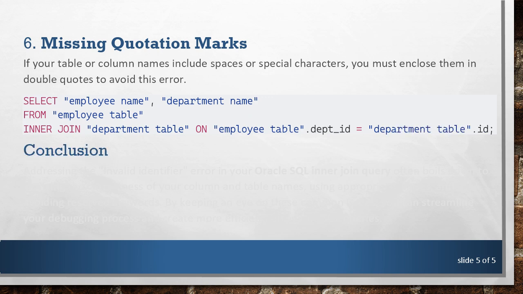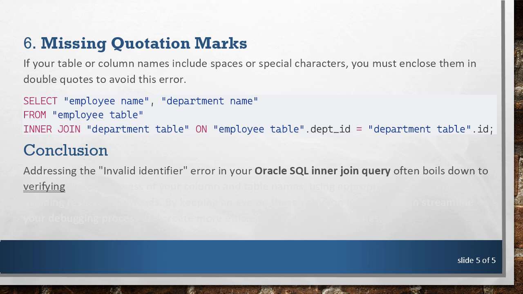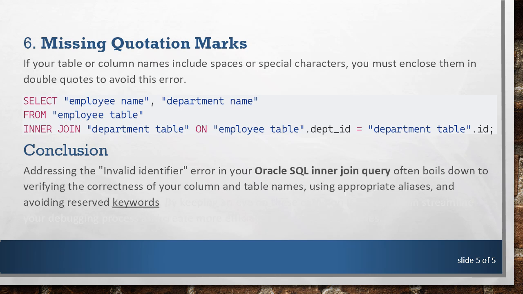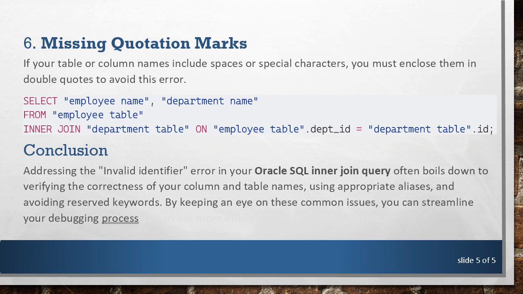Conclusion. Addressing the invalid identifier error in your Oracle SQL inner join query often boils down to verifying the correctness of your column and table names, using appropriate aliases, and avoiding reserved keywords. By keeping an eye on these common issues, you can streamline your debugging process and create more efficient, error-free SQL queries.